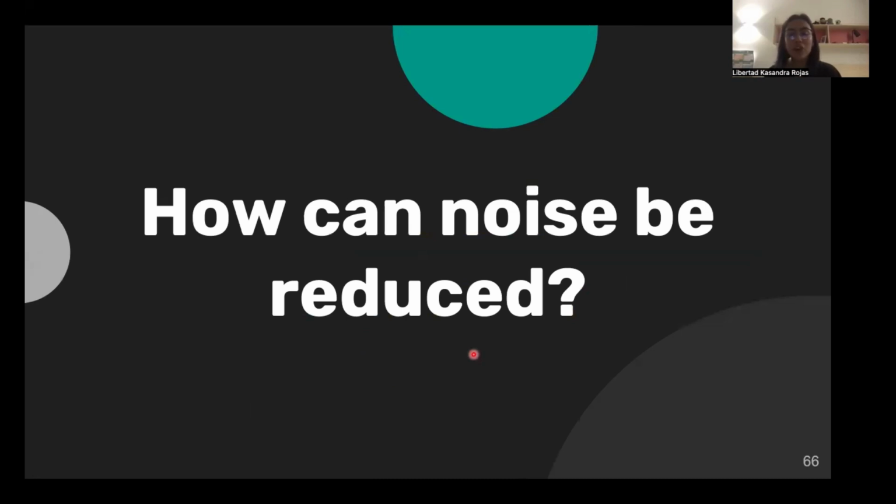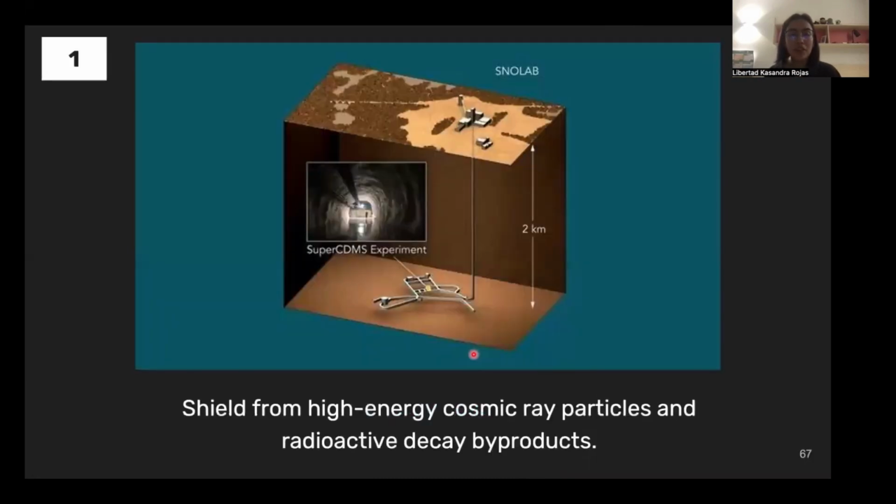The first precaution that is taken to reduce noise in this type of detector is that SNOLAB, where the actual experiment takes place, is 2 kilometers underground. So it's at a mine. The experiment takes place at a mine that is 2 kilometers underground. And this is done as a first layer of shielding, in order to shield the detectors from high energy cosmic ray particles and radioactive decay byproducts. These are things that would also cause collisions and cause signals such as phonons or scintillation or ionization. So we want to really shield this detector.